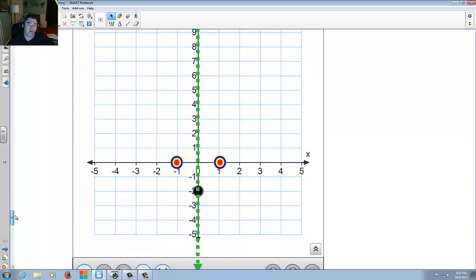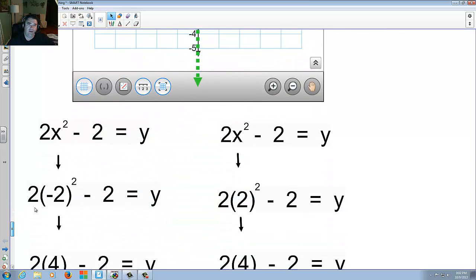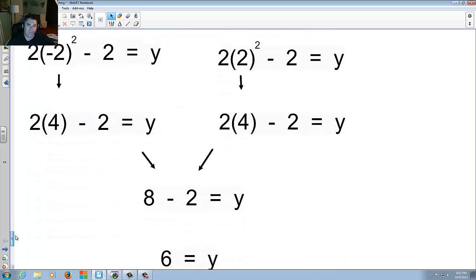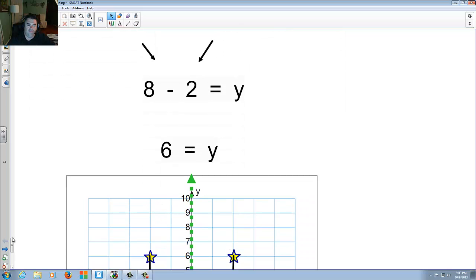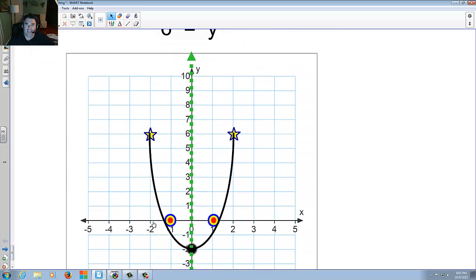So again, you can pick whatever values you want. I went ahead and picked -2 and +2, and I plugged them in. And I got 6 for both. Therefore, when x is -2, the value is 6. When x is +2, the value is 6. Notice how it's the equal reflection, how it's starting to quickly go up because it's 2x squared.